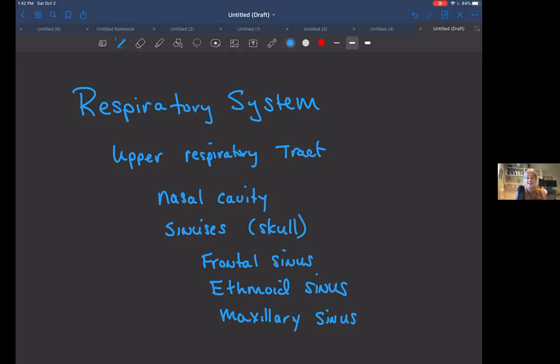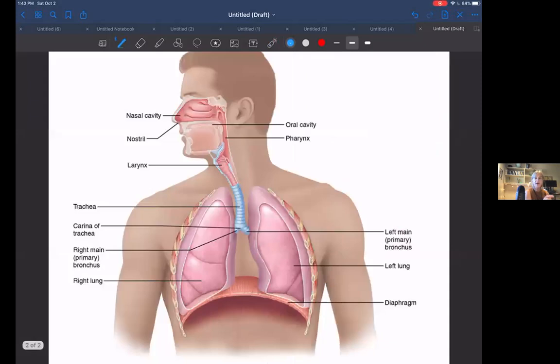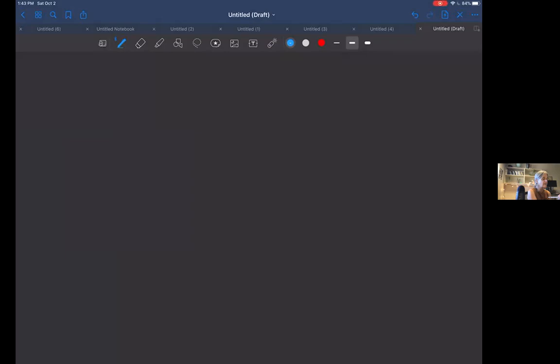These sinuses help to humidify the air. They also make the skull lighter because they're spaces in the skull. And they also resonate, so they have an influence over the resonating quality of our voices. Okay, so we have the sinuses, and from the nasal cavity, where do we go? We go into the pharynx, which is the back of the throat, and the pharynx is still part of that upper respiratory tract.